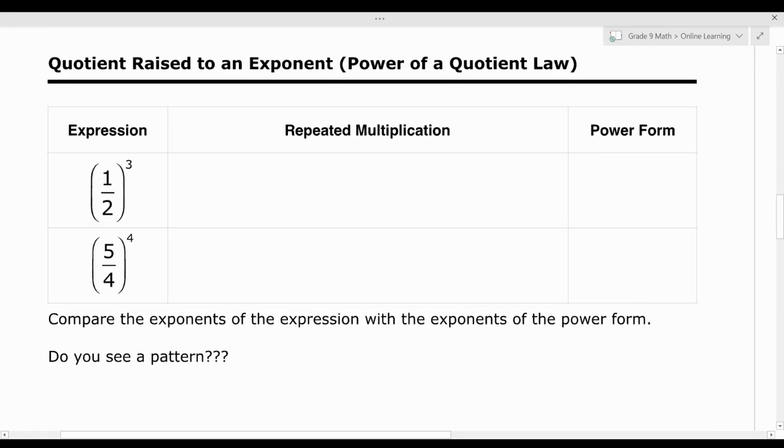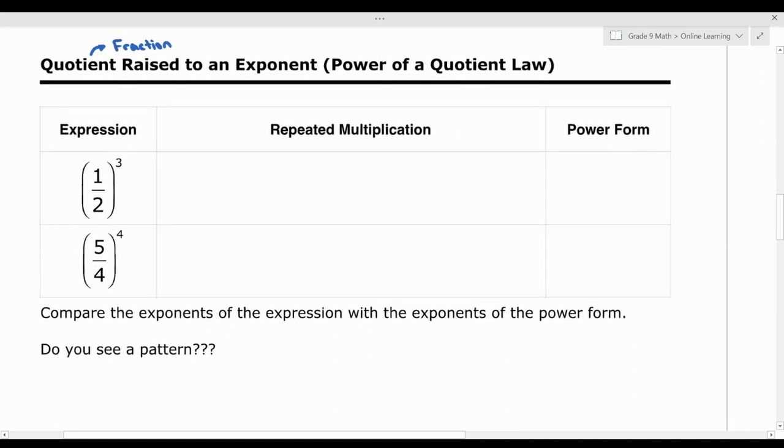Next law, we are looking at a quotient raised to an exponent. So a quotient, if you want to think about it, is in a fraction format. So you notice I have 1/2, 5/4. The special name for this is the power of a quotient law. Same idea with these charts. Take this 1/2, it tells you to have it 3 times. So we're going to take this expression and rewrite it as repeated multiplication. So I have the base 1/2, and I have that 3 times.